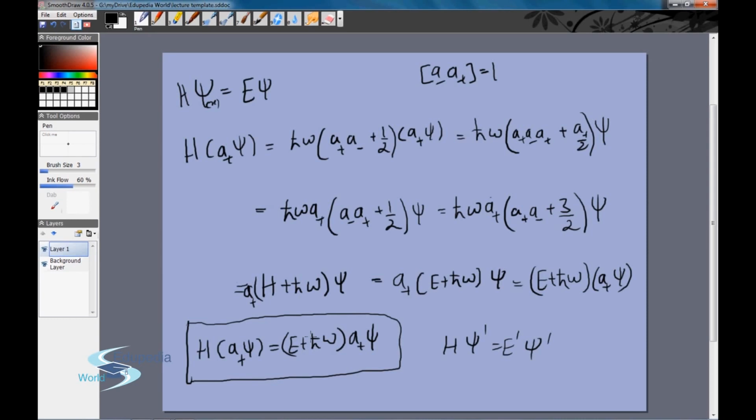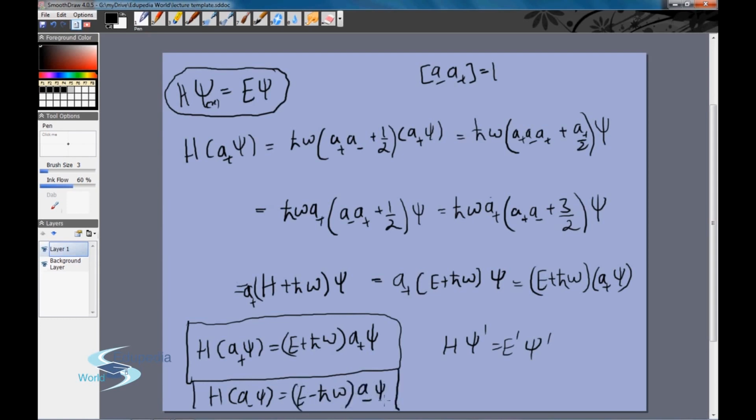So we've proved this result, that once you have a function which satisfies the equation with energy E, you just apply the raising operator once, you'll get a new function, and you don't need to verify it, you've already proven that it will satisfy the equation with energy E plus h omega. You can do a similar calculation yourself and prove that H times a minus psi, assuming that this equation is true, of course, is equal to E minus h omega times a minus psi.